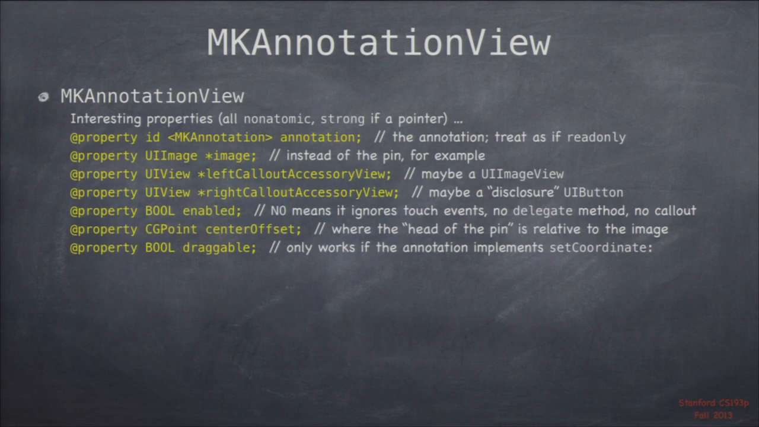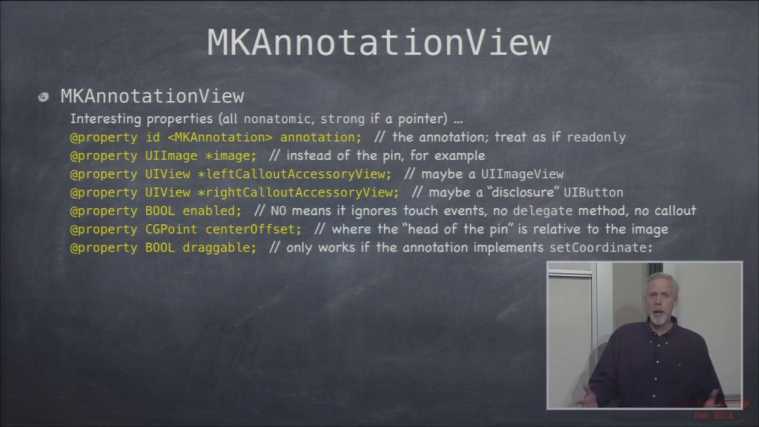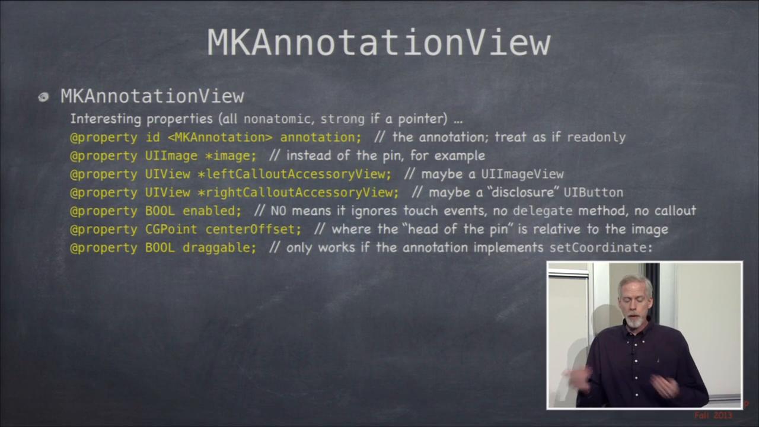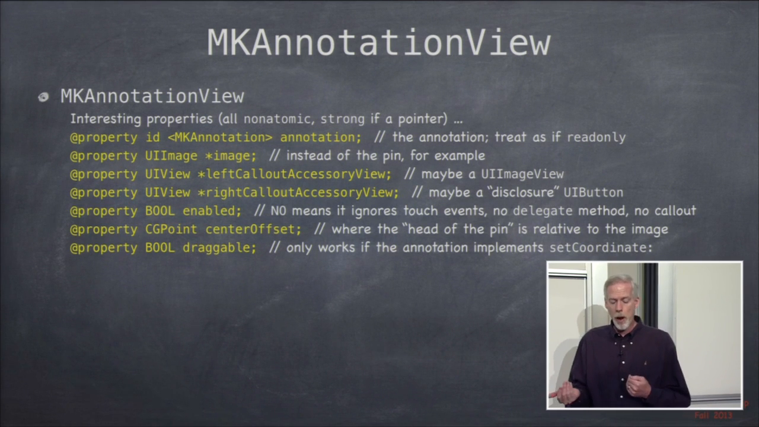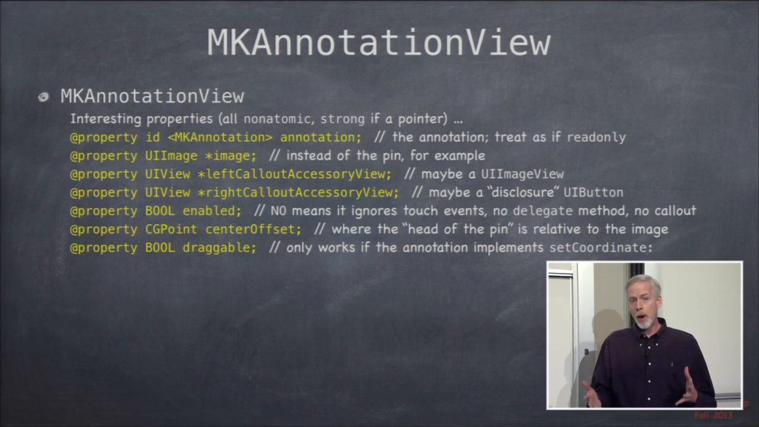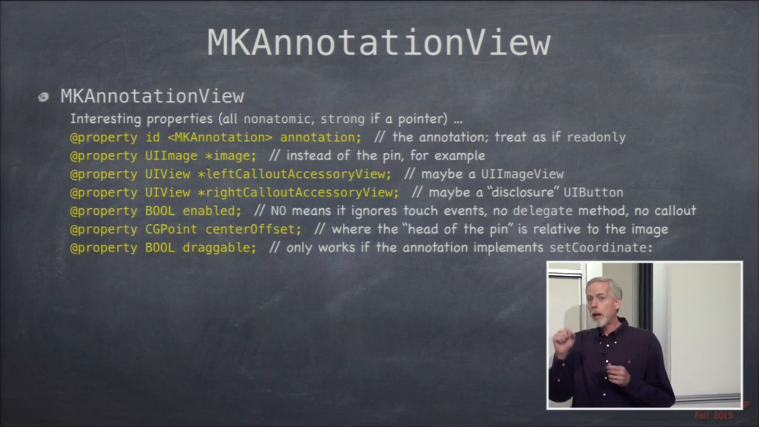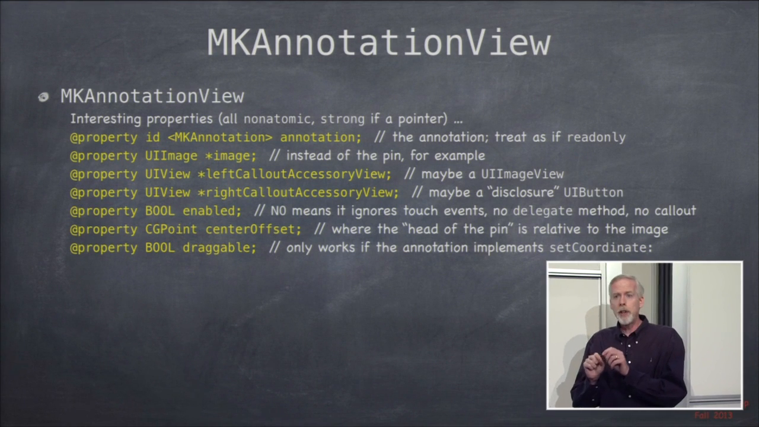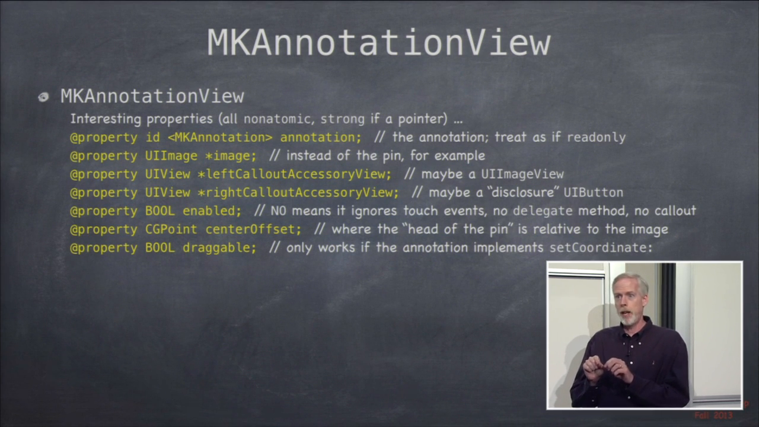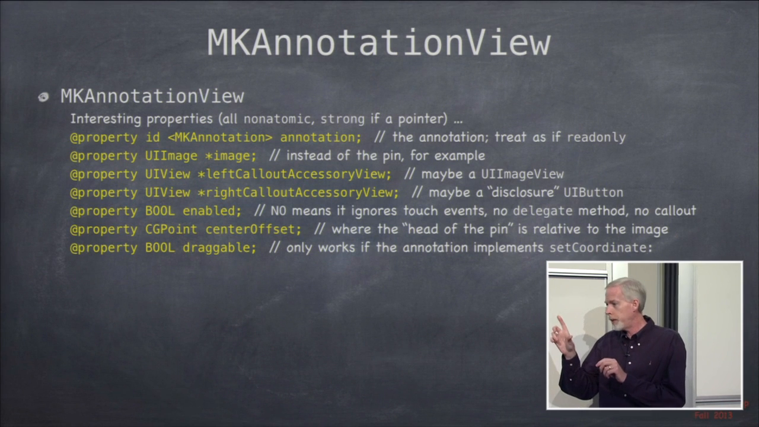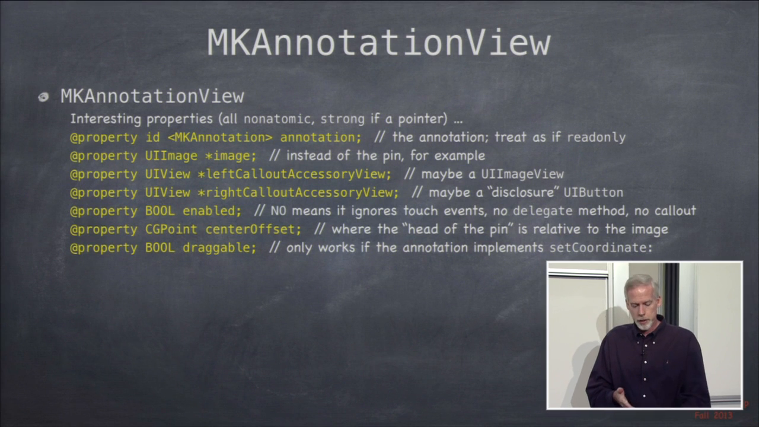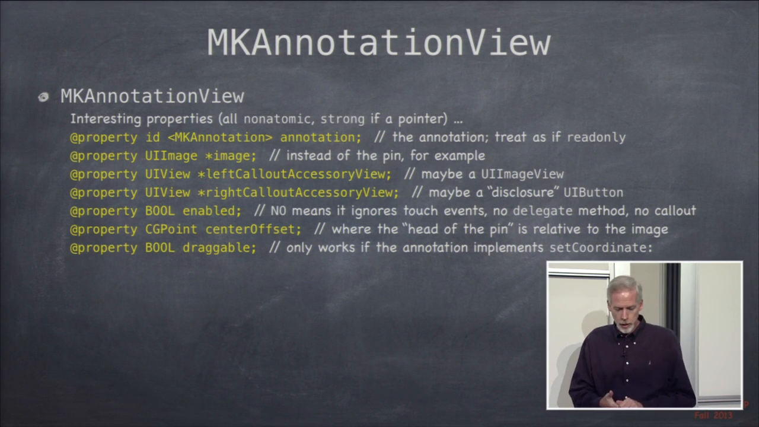Okay? So what kind of properties are there on this MKAnnotationView, the thing you're returning from that method? There's obviously the annotation. There's the left and right callout accessory view. You see those are just UIViews that you can set. There's whether it's enabled. There's even whether it's draggable. If the pin is draggable, then the annotation has to not only implement that coordinate method, it has to implement the setCoordinate method. Because you're going to pick that view up, pin up, and move it. When it drops, the annotation has to be moved, so it has to have a setCoordinate method. Otherwise setting draggable here is not going to work.